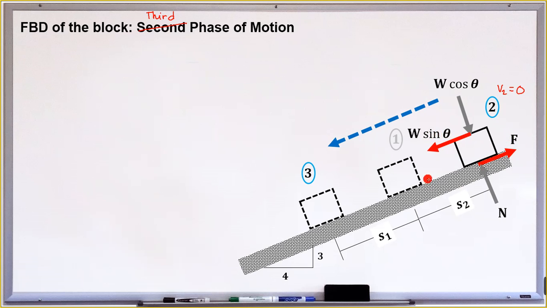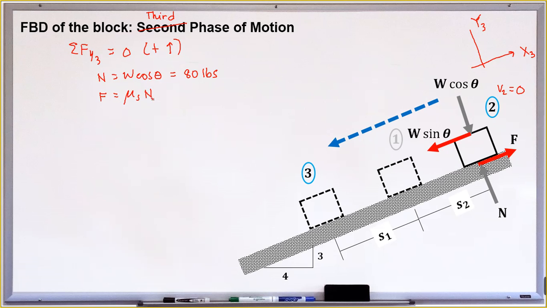Okay? So with this, we take summation of force, no? At butang na itong axis ani. So this is x3, then y3. So along y3 equals 0. So positive if upward. So therefore, parehas gihapon, no? Normal force W cosine theta, that is equal to 80 pounds. And then the frictional force, that is mu N, so that is equal to 16 pounds.